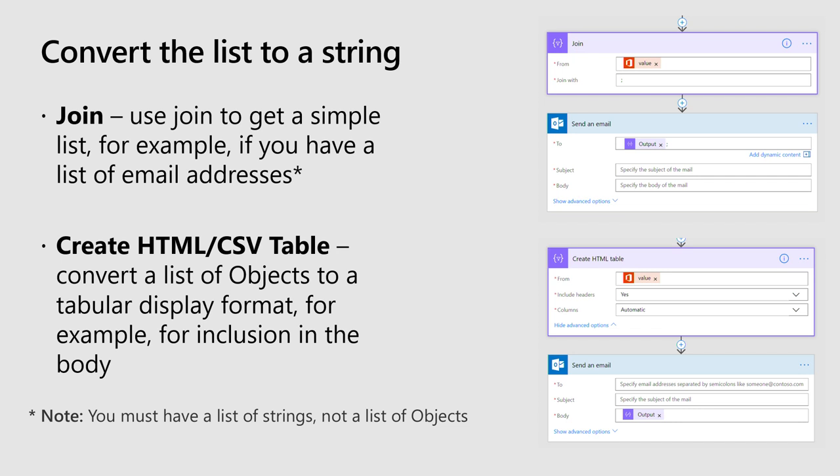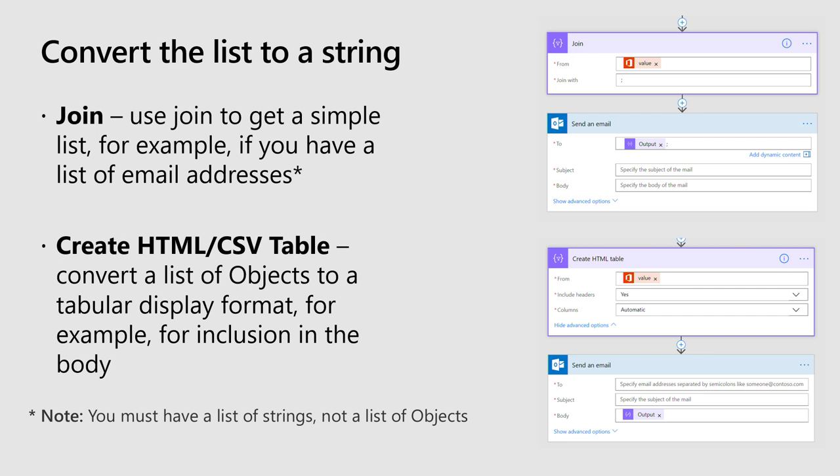Now, if I have a list of email addresses, say, all the people who report to a certain manager, I want to send an approval to them. You can just use the built-in join action that we have. We also have a join expression that you can use to combine all of those email addresses into a single string that you could then use to send an email or to send an approval task.